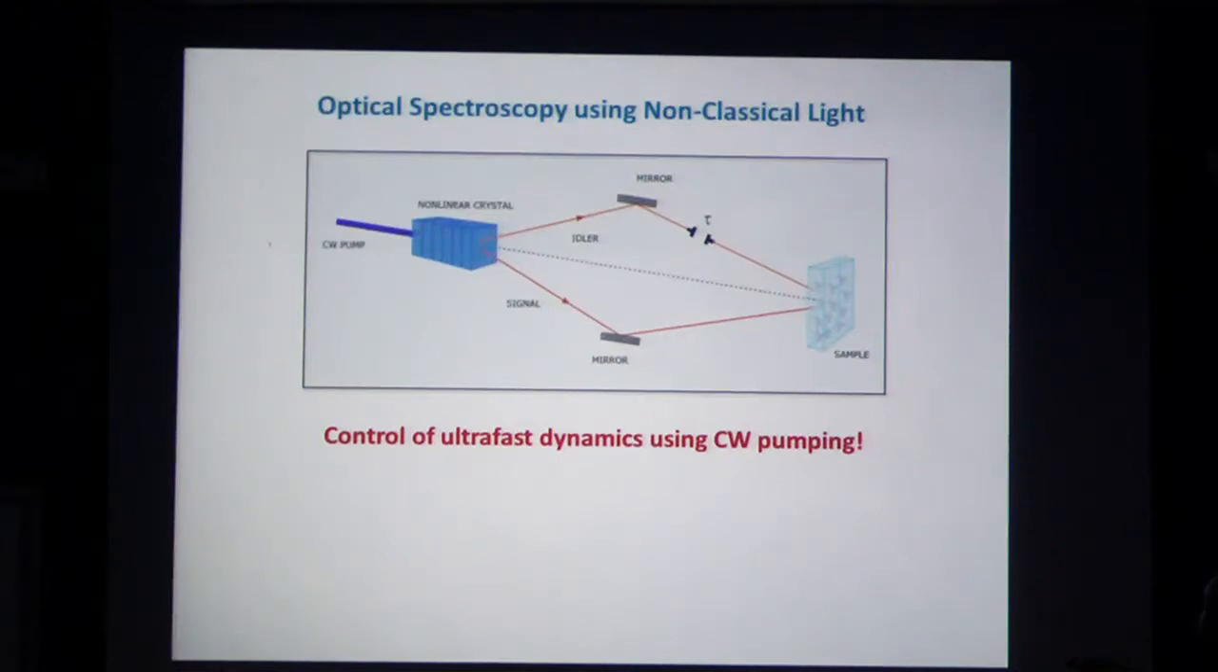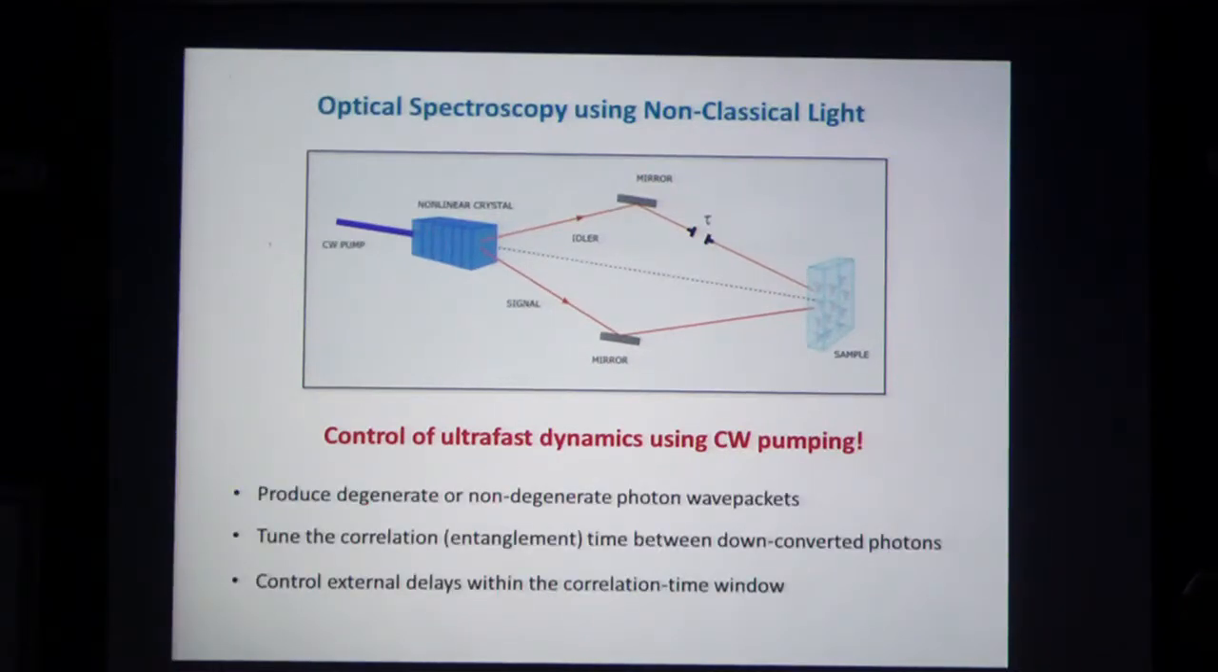More interesting things about this scheme is that we can produce degenerate or non-degenerate photon wave packets, and we do that by controlling the phase matching condition in the nonlinear crystal, which can be done by changing the temperature of the crystal, for instance. Another parameter that we can control is the correlation time. I will explain what this correlation or entanglement time between photons is. To do that, we just need to change the length of that crystal. And also we can always introduce external delays within the correlation window. So you see here that we have a lot of knobs that we can play with to get some information about the sample that is absorbing those photons. So more interesting properties.